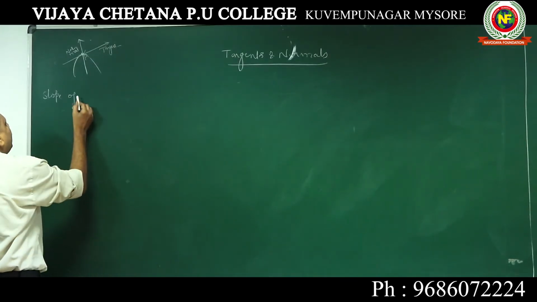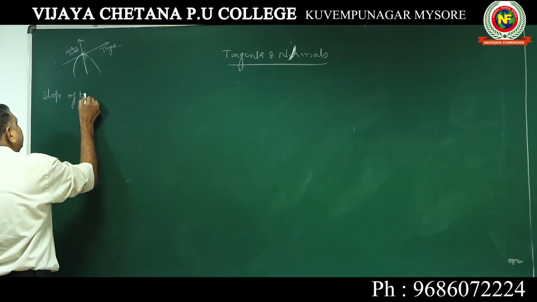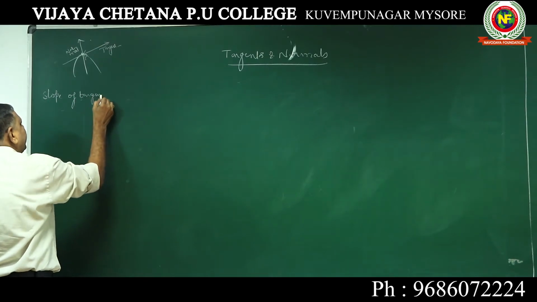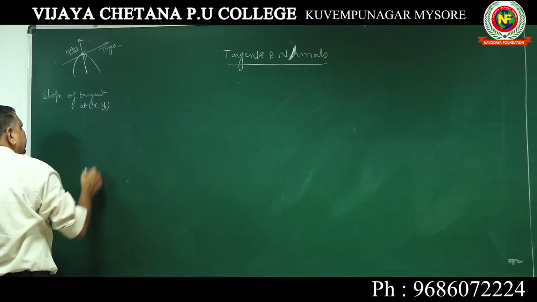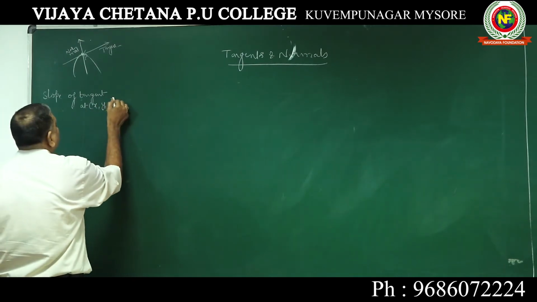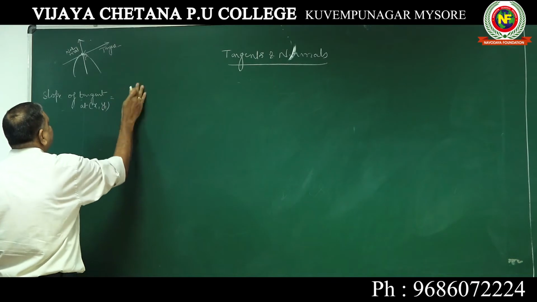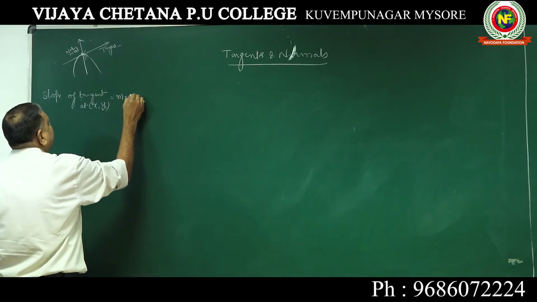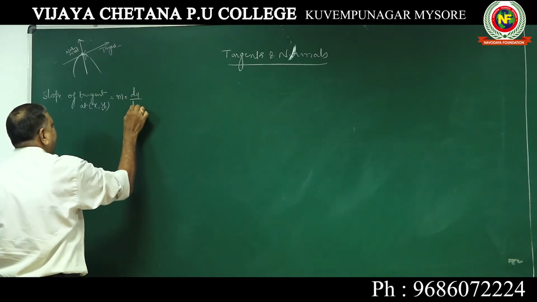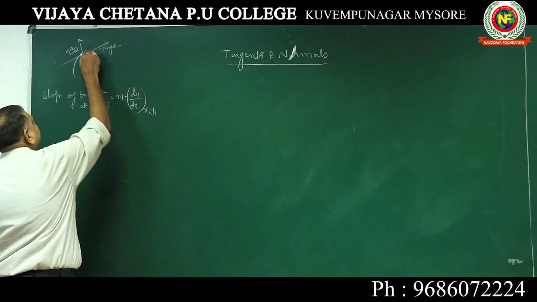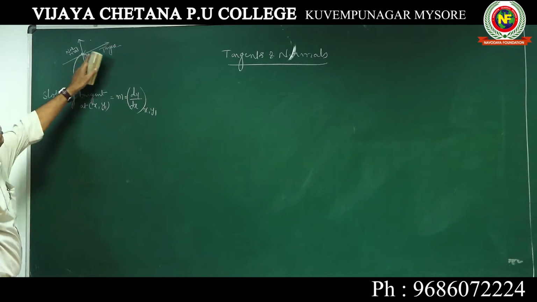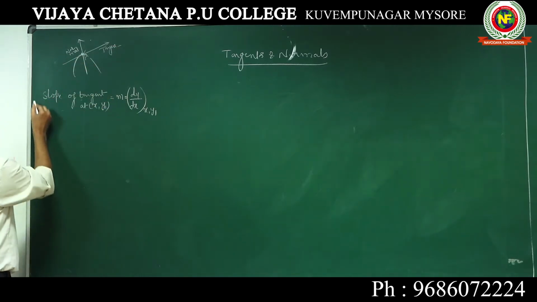Okay, slope of tangent at x1, y1. This you have taken down. Yesterday I think you have taken x1, y1 is given by slope of tangent is always m. M is slope, dy by dx at x1 comma y1. That particular point of contact. This is tangent and slope of tangent is given by this first one.